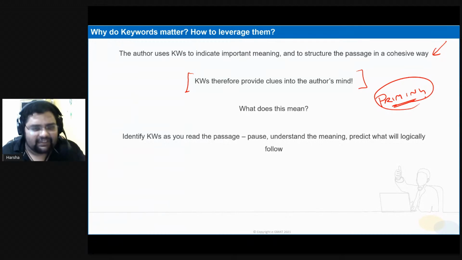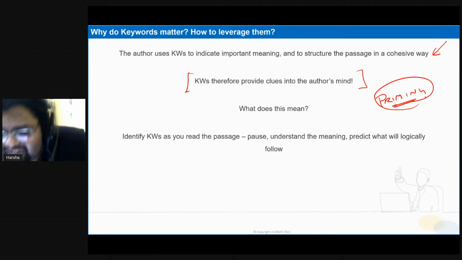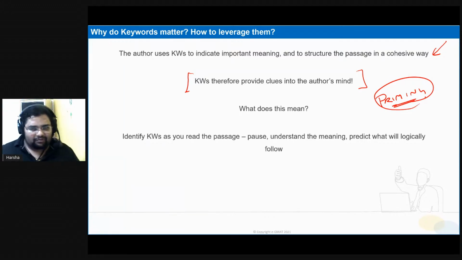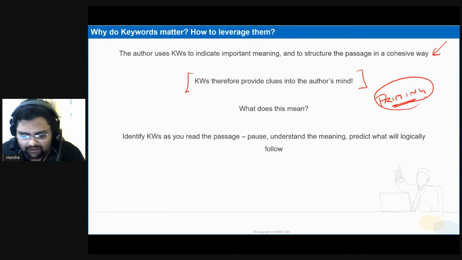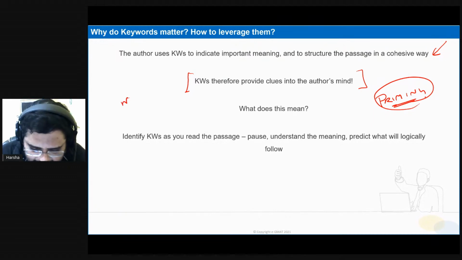You'll see this, however, in 10,000 odd passages that you would have seen on the GMAT. It's that common. So you don't have to focus attention on learning it by heart. It's not a list. These are common words that you'll see again and again. So the concept is you're priming.